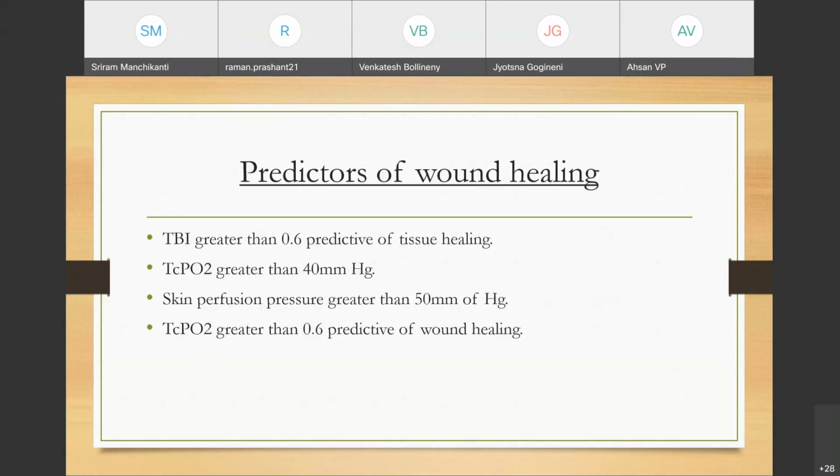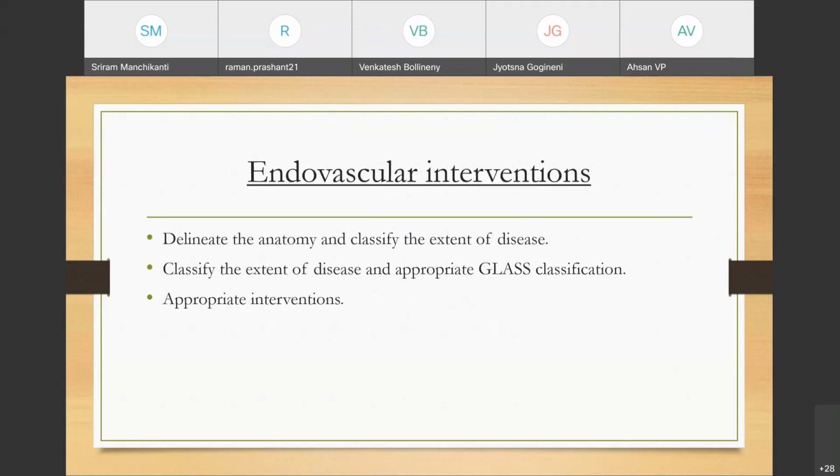So what are the predictors of wound healing in a patient with PAD? A toe brachial index greater than 0.6 is predictive of tissue healing, which means an adequate supply, or a TcPO2 of greater than 40 mm of Hg. A toe brachial index greater than 0.6 is predictive of wound healing, but also in the absence of infection. So how do you intervene?